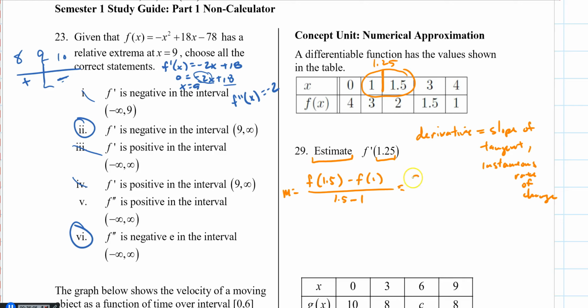So f of 1.5 is 2, minus f of 1 is 3, over 1.5 minus 1. That gives me negative 1 over 0.5. Negative 1 over 1/2 is negative 2. So my estimate of the slope of the function at 1.25 is found by finding the slope of the secant line between 1 and 1.5, and that gives a slope of negative 2.